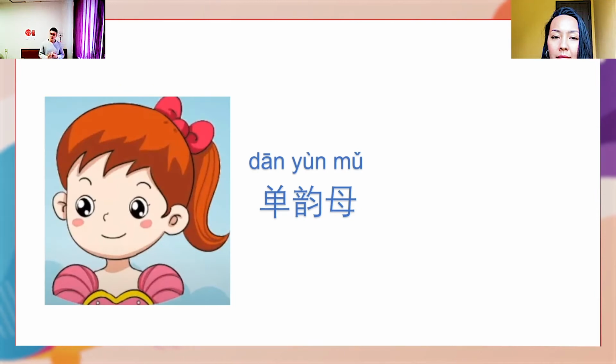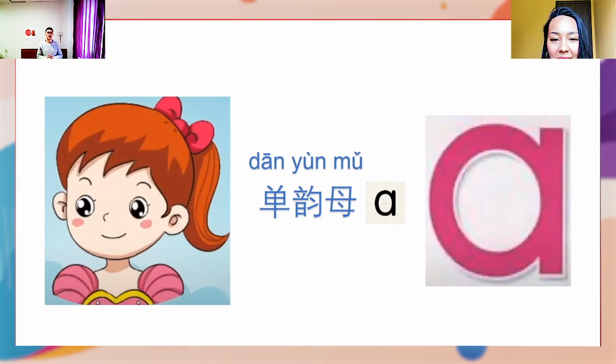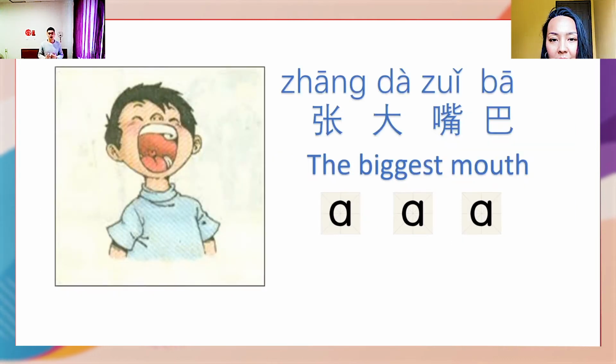Look at this picture. What do you think the shape of this little girl's head looks like? Like the letter A? Wonderful. It's like the letter A. This letter is also the first final. How do we pronounce this letter correctly? Remember that we need to open our mouth as big as we can. In Chinese, we call it 张大嘴巴. So read after me, please. Wonderful. Remember that the most important thing is to open your mouth as wide as you can.